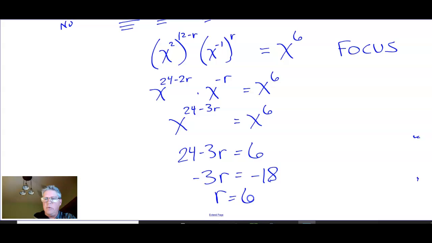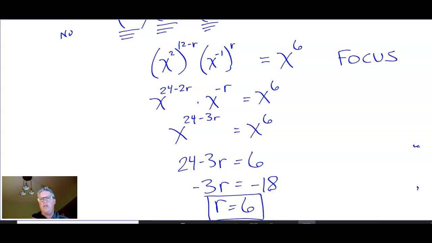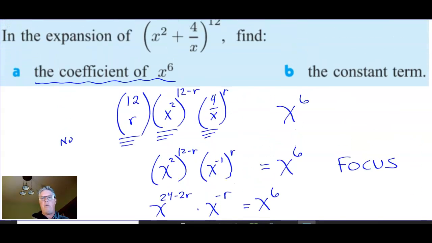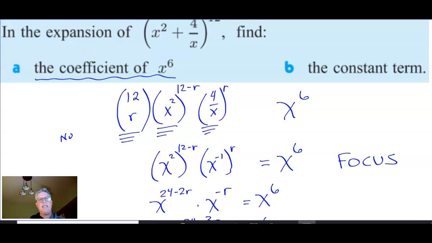Negative 3r is equal to negative 18, and r equals 6. I will tell you right now, if r equals 6.378, what that's saying is there is no term with that x to that power. So if you do this process and you don't get a whole number here, it's not saying you messed up, it's saying that there's no term with that x power. So r equals 6, now we go get the coefficient.